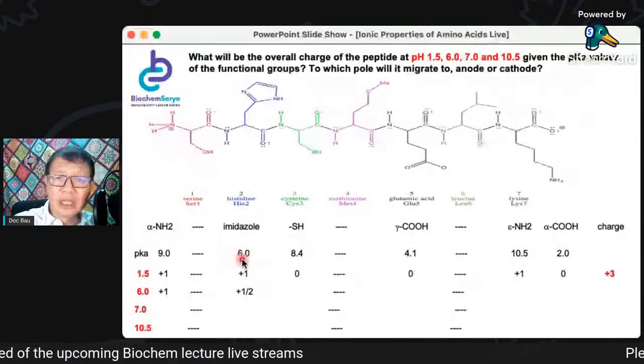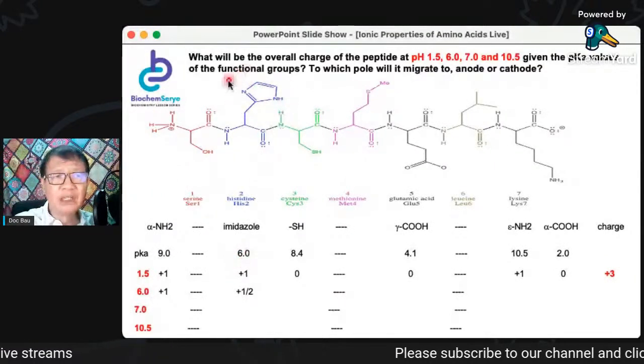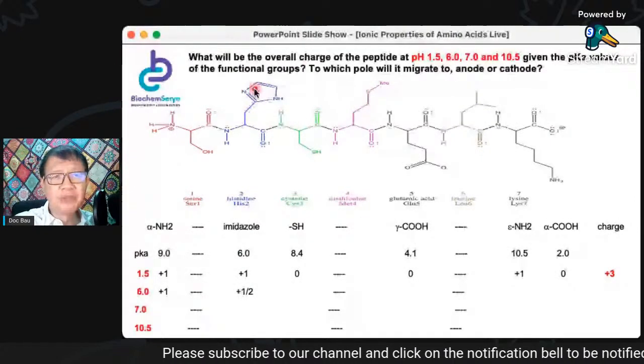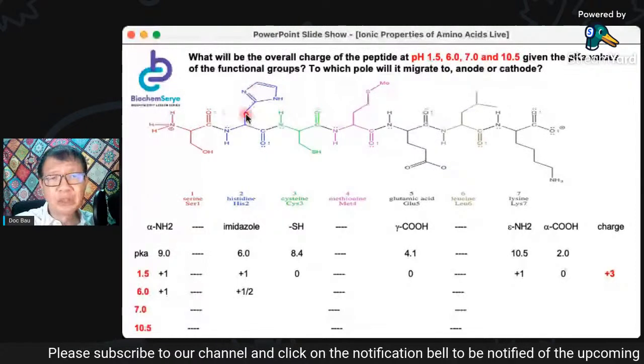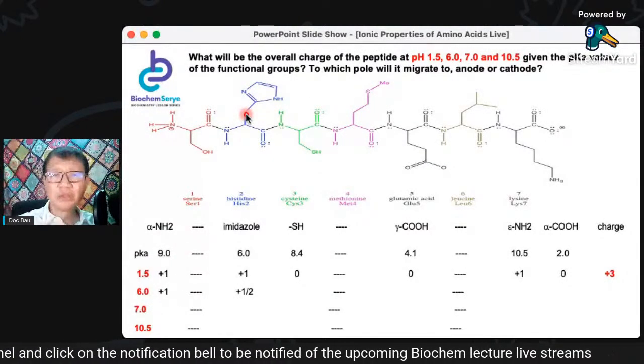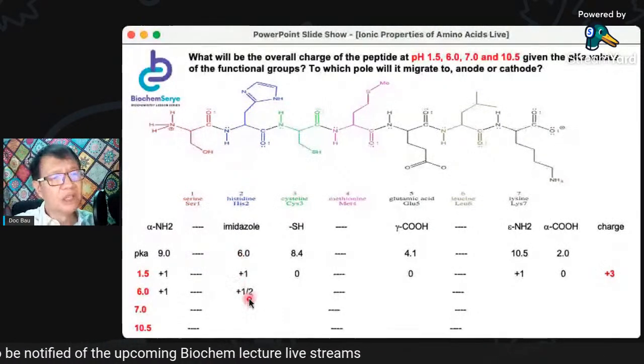So what did we say again? If the pH is equal to the pKa value, you have 50% of the protonated imidazole, that is +1, and 50% of the deprotonated imidazole, that is 0. So 50%, 50%, 0 plus 1 divided by 2 is 0.5, right? Right, Ralph. Very good. Okay, so that's 0.5.